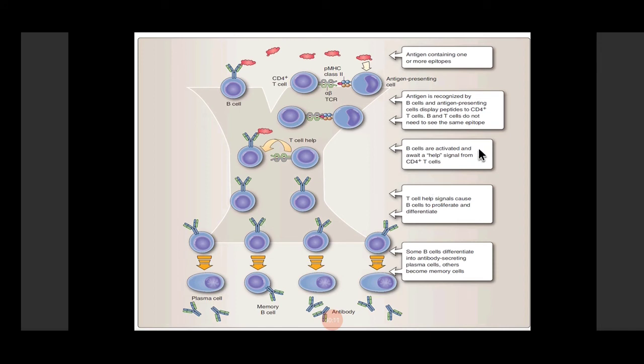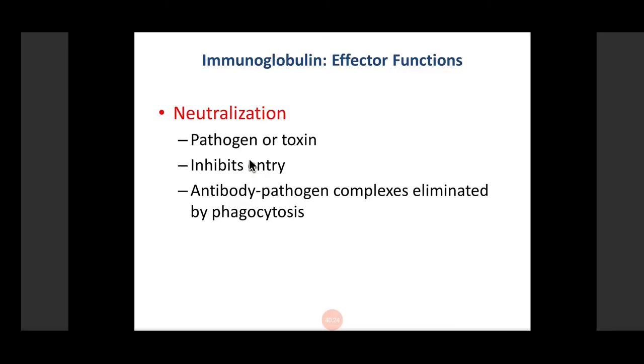Now, what do these secreted antibodies do? Antibodies bring about an immune response by various mechanisms. One of them is neutralization. These are the effector functions of the antibody. Neutralization is when the antibody directly binds to the pathogen or the toxin and does not allow its entry.